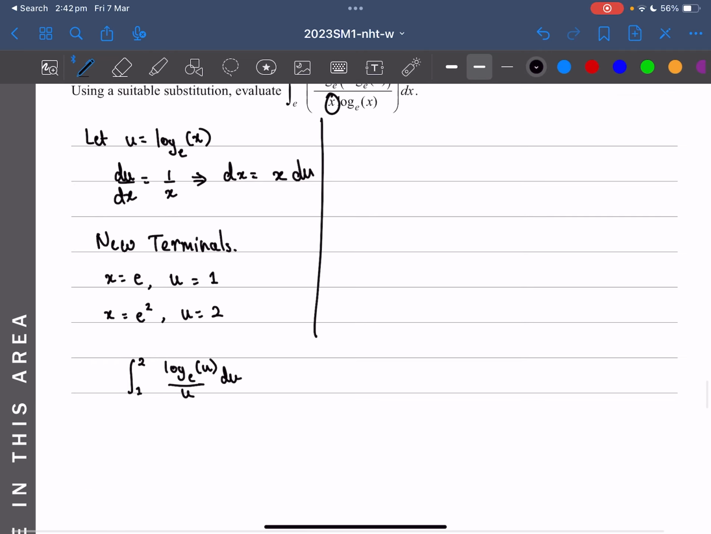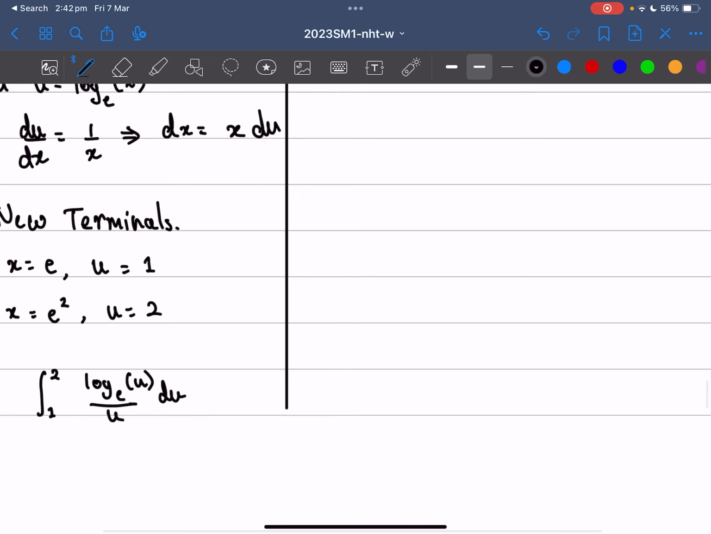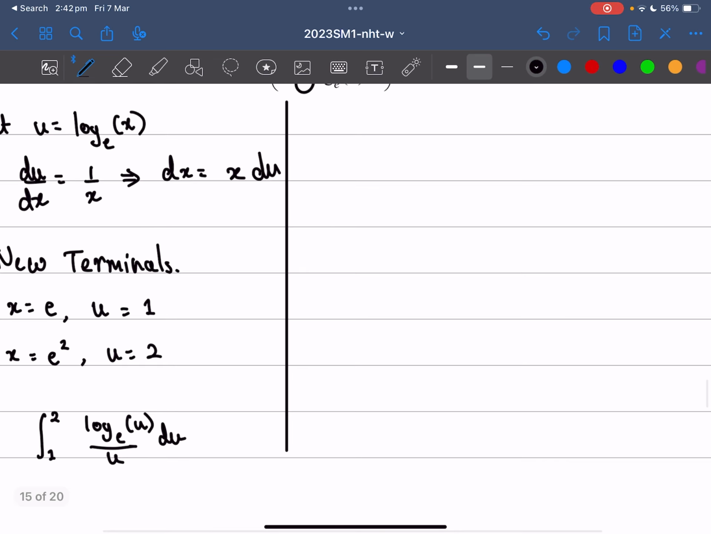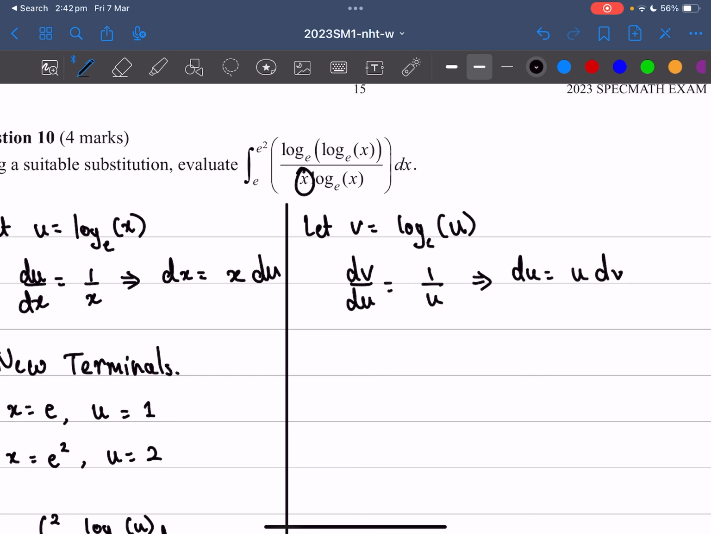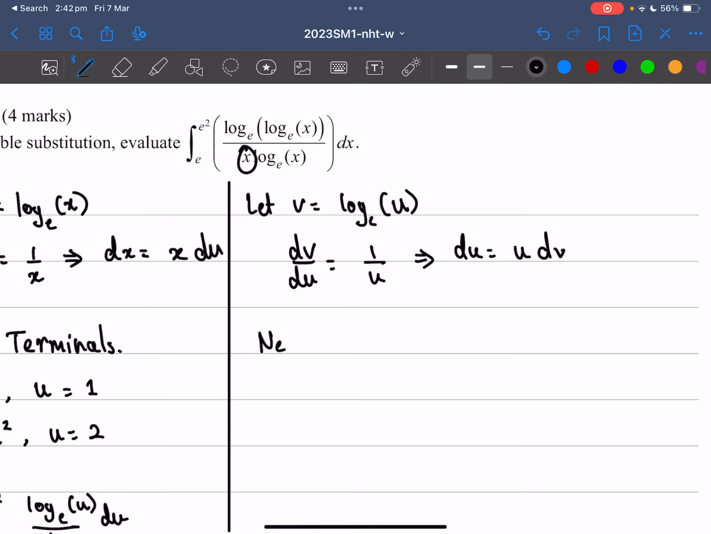All right, so even now we can't really integrate this. So I guess we have to make another substitution, which is again log of u. So let v equal log base e of u. So dv du is equal to 1 on u, which would imply that du is equal to u dv. So again, we change our terminals, so now we have to find the new terminals.